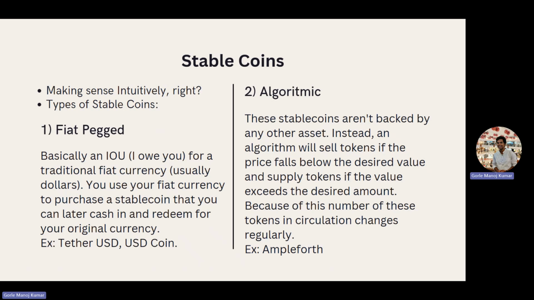Next, let's go to algorithmic stablecoins. With algorithmic stablecoins, its price value is maintained as stable because some algorithms monitor the demand and supply of the coin. If there is a lot of demand for the coin, its value or price increases.